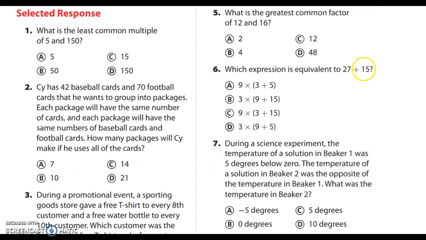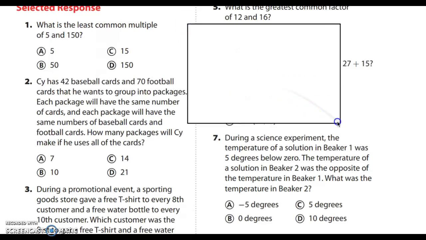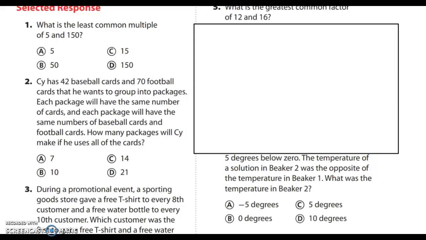Number 1, which is the least common multiple of 5 and 150? So the key here when you're getting ready to take an assessment is make sure you read carefully what this is asking. We're listing the multiples. Don't list a bunch of factors, list the multiples.